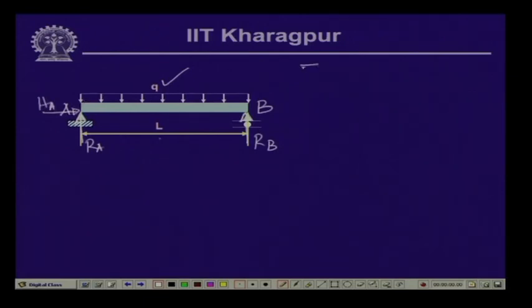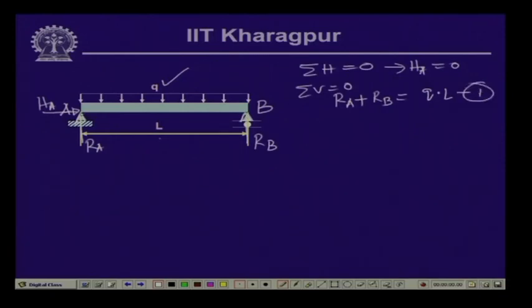Now, again from summation of horizontal forces equal to 0 gives us that H A is equal to 0. Summation of vertical forces equal to 0 will give us that R A plus R B is equal to Q times L, which is the vertical load acting in the opposite direction of R A and R B. Let us call this equation 1. Now, if we take the moment of all the forces with respect to A, moment about A equal to 0, we have R B into L, which is in the anti-clockwise direction, equal to Q times L, which is in the clockwise direction, times L by 2.